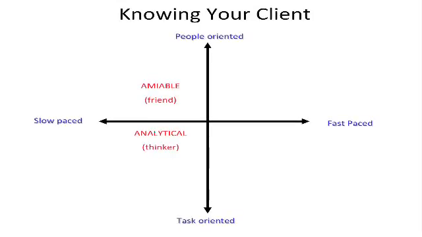Let's move down to the bottom left. And let's go to the one that is slower paced and task orientated. Can you picture them? This is somebody who likes everything in order. They're very much, everything needs to be in detail. They want all the detail. They want all the information. They're very objective. And so we call them the analytical or the thinker. And you'll know people who are like that.